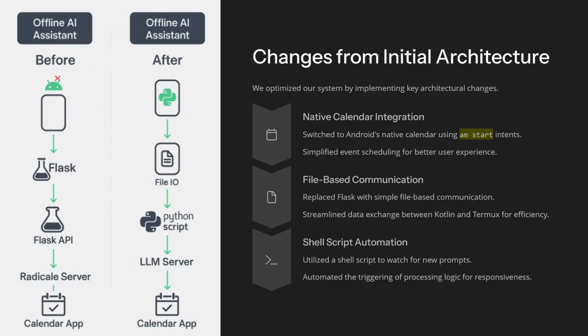Changes from initial architecture. These changes are from our milestone 1. These were made because of some connection errors. First, native calendar integration: instead of custom implementations, we switched to Android's native calendar functionality using start intents. File-based communication: we replaced Flask with a simpler file-based system for transferring data between Kotlin and Termux. Shell script automation: we integrated shell scripts to detect new prompts automatically and trigger the processing pipeline, which enhances the responsiveness.